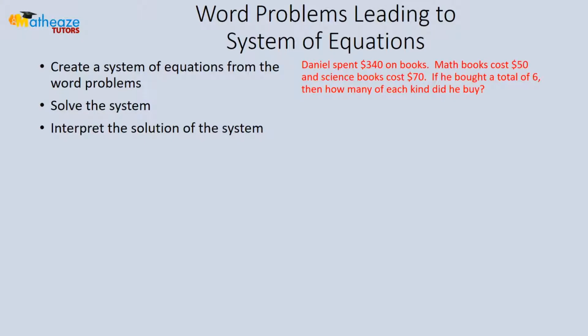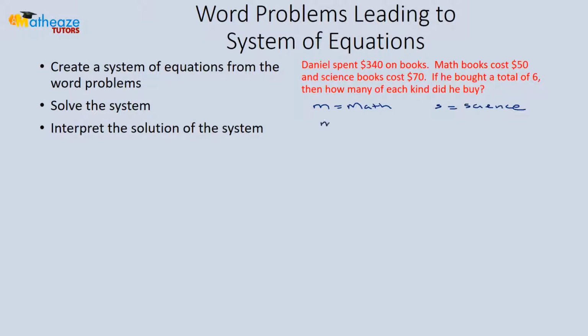Second problem. Daniel spent $340 on books. Math books cost $50 and science books cost $70. If he bought a total of 6 books, then how many of each kind did he buy? Okay, so we have math books. Let's say M for math books and S for science books.